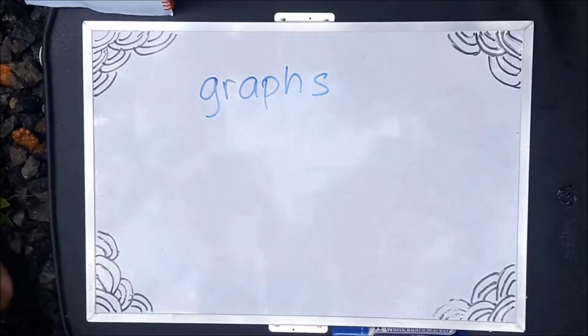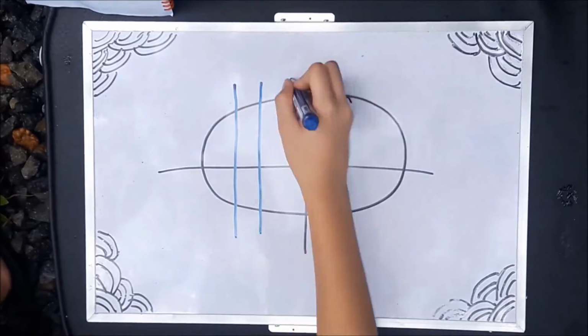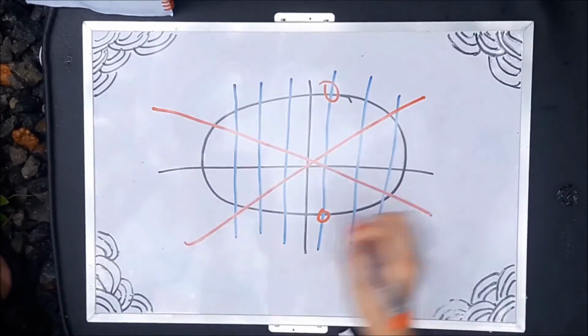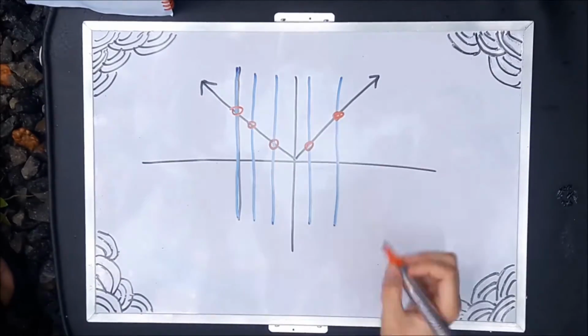Lastly is the graph. By using the vertical line test, if two or more points intersect the line, it is not a function. But if only one point intersects, it is a function.